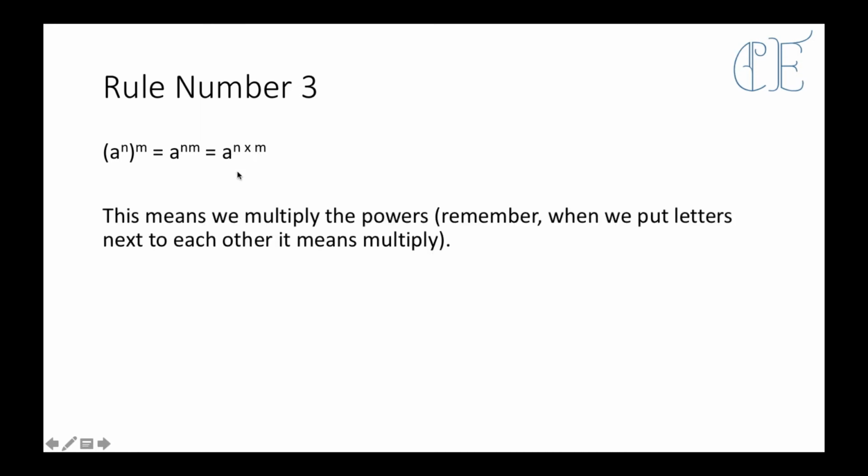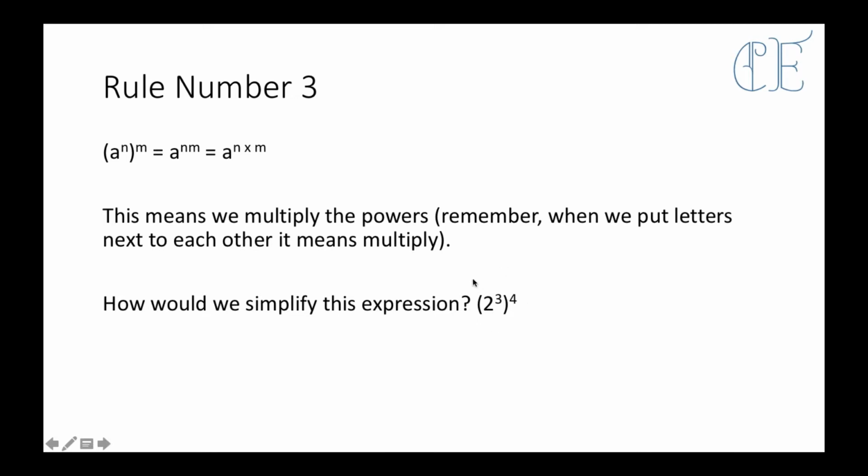Okay, rule number 3 then. Again, this one looks really complicated, but it isn't that bad. So what this means is if you get something that looks like this, where this is a number and these are also numbers, you can just times them together. Okay, I'll show you an example. So you're just going to multiply the powers now.